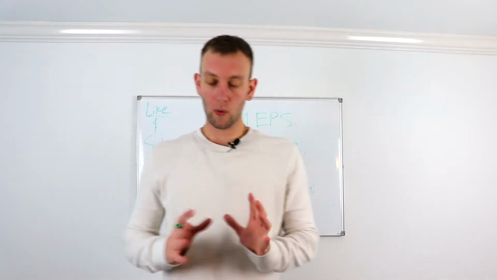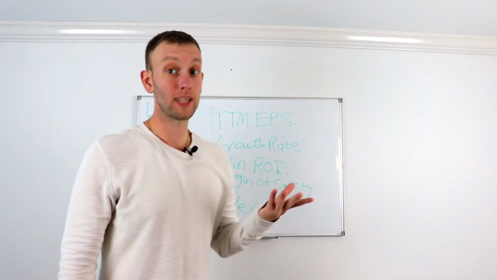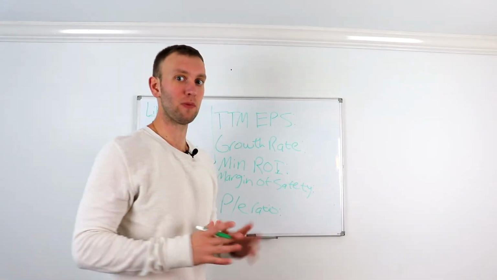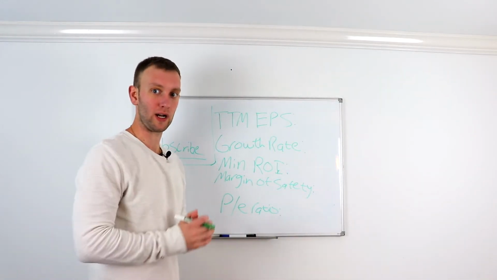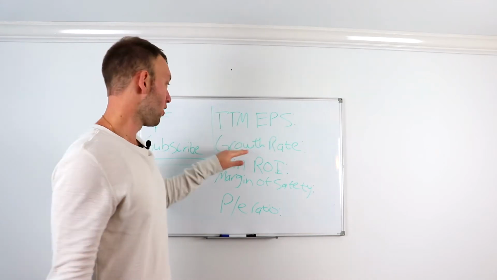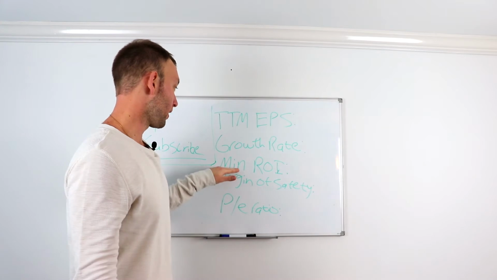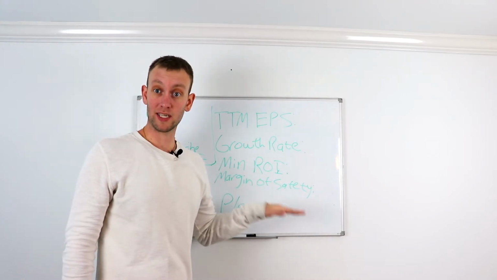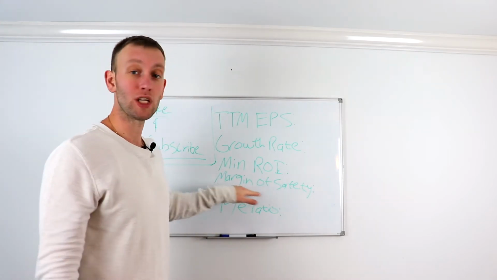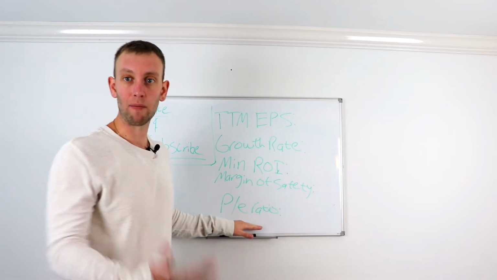just running numbers. So in order to calculate the intrinsic value, we're going to need 5 different things. Well, 6, if you want to calculate it, just a recommendation, but we're going to need 5 different metrics in order to calculate this. We're going to need the trailing 12 months earnings per share. We're going to need the growth rate, how much this company that we're looking into is supposed to grow. We're going to need the minimum return on investment we want to see annually. We're going to need the margin of safety that we're willing to tolerate and that we would like. And then we're going to need the PE ratio of the company we're looking into.